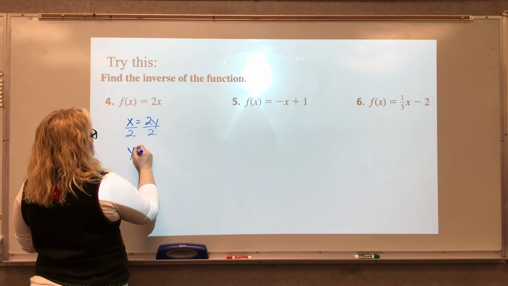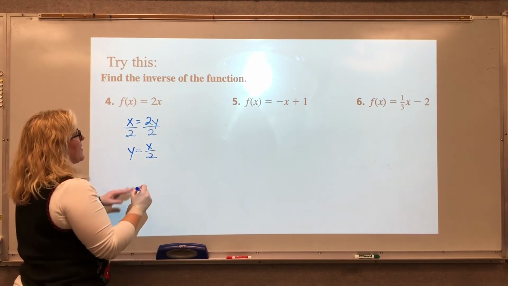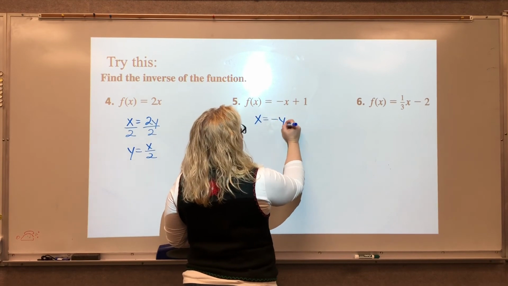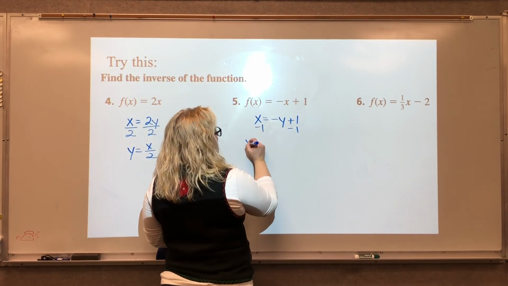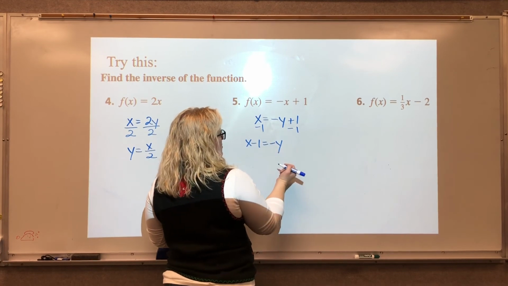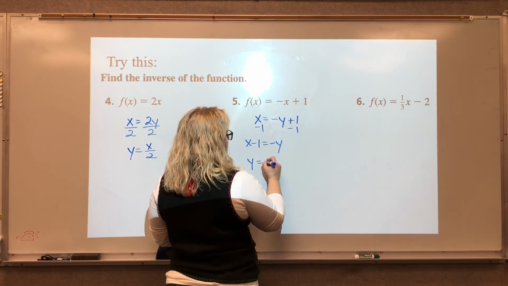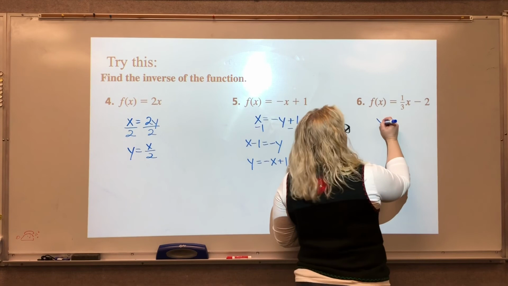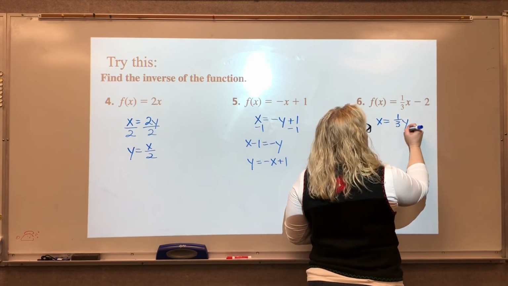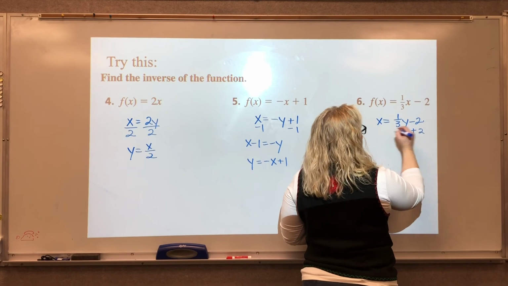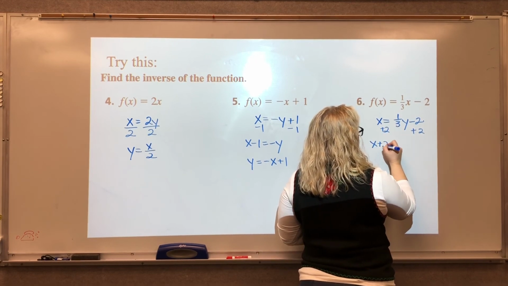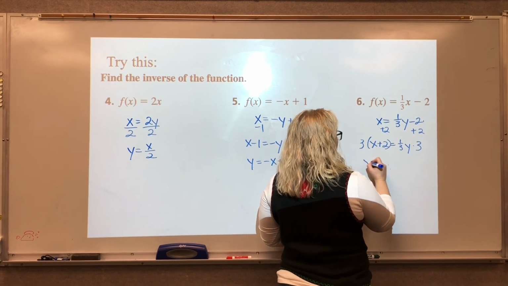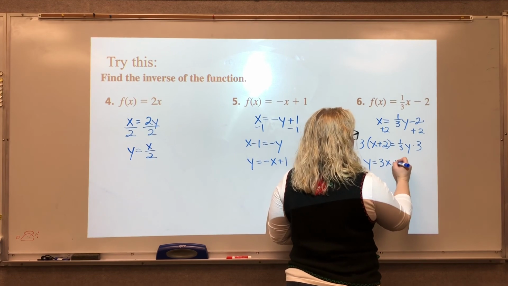Okay, so y equals x over 2. That's my inverse function. Right here, I'm going to flip-flop. I have x equals negative y plus 1. I subtract 1 from both sides, and then I multiply both sides by negative 1. I get y equals negative x plus 1. And then over here, I'll get x equals 1/3 y minus 2. Add 2 to both sides. x plus 2 equals 1/3 y. And now I multiply both sides by 3. I get y equals 3x plus 6.